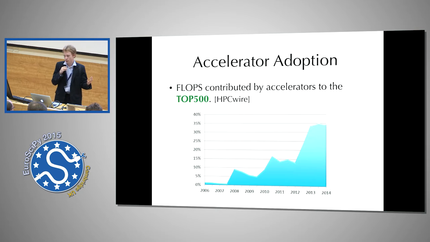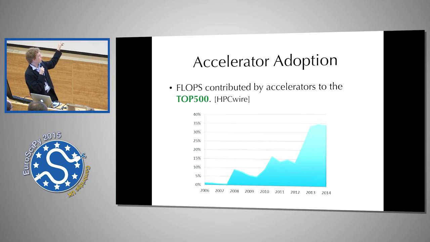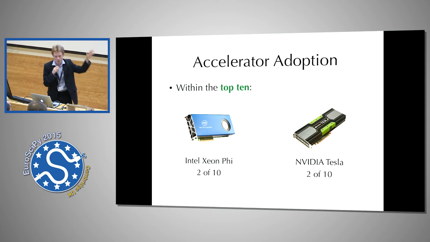Secondly, to throw another spanner into the works, we have accelerators. This plot here shows the percentage of flops contributed by accelerators, so Intel Xeon Phis, NVIDIA GPUs and AMD GPUs in the top 500. And what we can see is that since around 2008, there's been a rapid increase in the total number of flops in the top 500 list coming from accelerators. Furthermore, if we just dial into the top 10, so the 10 fastest supercomputers, what we find is that two of them are based off of the Xeon Phi coprocessor, and two of them are based off of the NVIDIA Tesla GPUs. In other words, there's a wide mix.